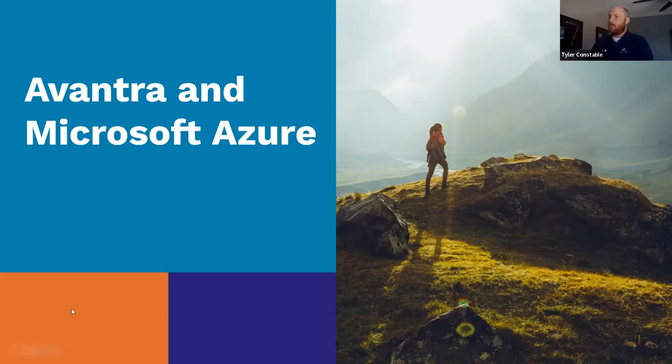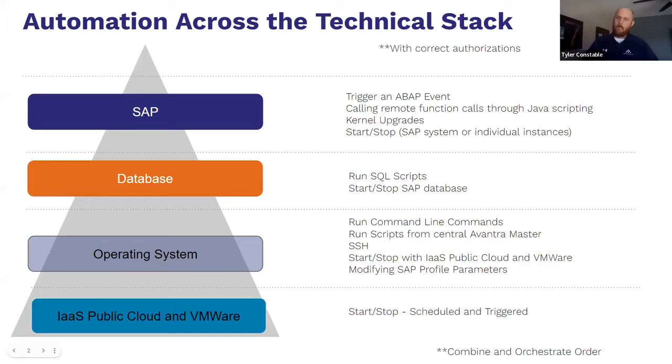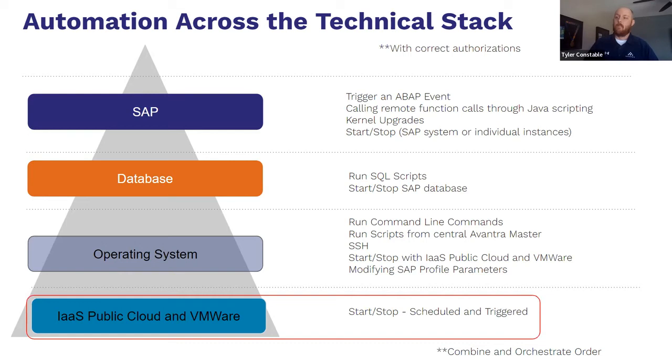So first things first here, when we say automation within Avantra and Microsoft Azure, we're really talking about the full stack, right? So when we talk about Avantra's automation capabilities, starting at the top, we're talking about SAP, the database layer, the operating system layer, and then really the focus today is on this public cloud layer. And so again, when we start talking about starting and stopping systems and things of that nature, which we're going to really focus on today, that's going to take that full stack to do that. And this is where Avantra helps manage that entire process.